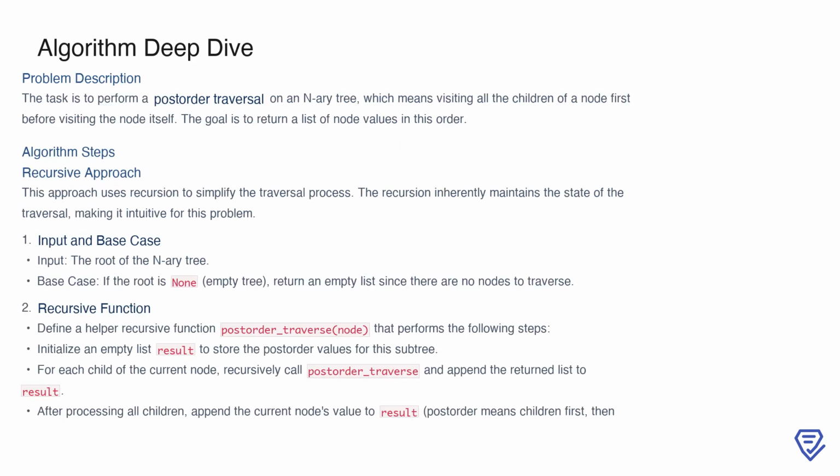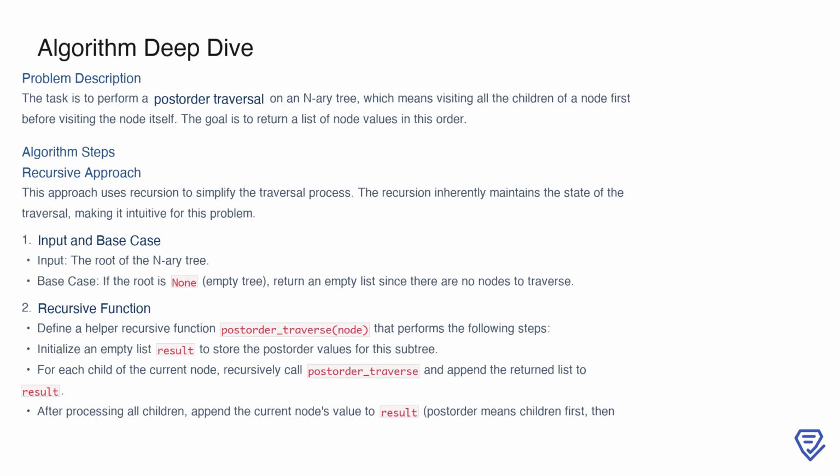In this problem, we are tasked with performing a postorder traversal on an N-ary tree. Postorder traversal is a process where, for each node, we visit all its children before visiting the node itself. The final output is a list of node values arranged in this specific order. To achieve this, we can use a recursive approach that leverages the natural structure of recursion to simplify the traversal process. First, we take the root node of the N-ary tree as input.